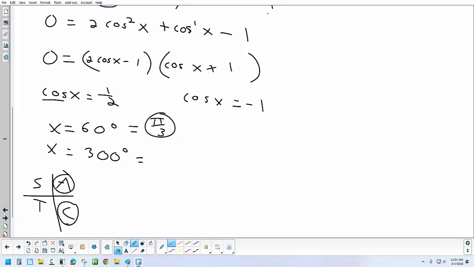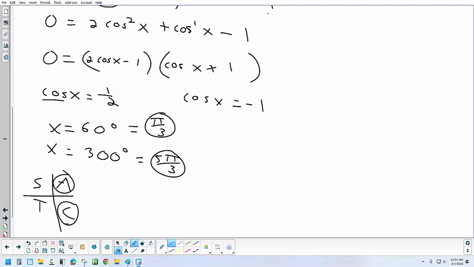Oh, Kyle, what's 300? I don't know. Well, how do you get from 60 to 300? Add. Don't think of it as adding. Think of it as multiplying. Multiply it by 5. So what would 300 be in radians? 5 pi over 3. Yep, 5 pi over 3.